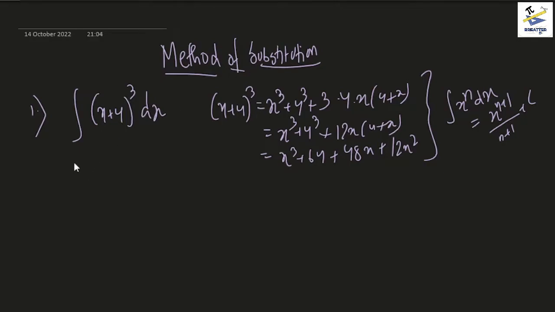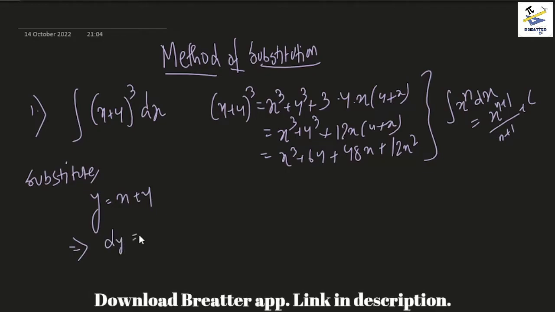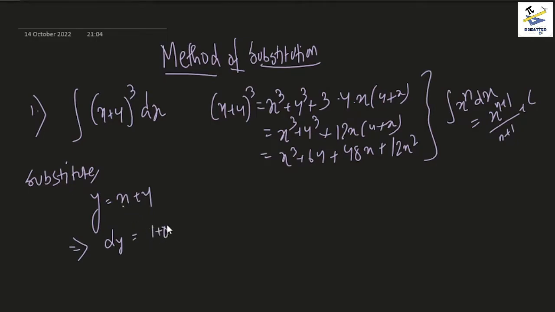When we use the method of substitution, we do it like this. We substitute y equals x plus 4. Now when we take the derivative on both sides, we get dy equals, the derivative of x plus 4 with respect to x, which is 1 plus 0, because the derivative of x is 1 and the derivative of 4 is 0, times dx. So we get dy is equal to dx, right?